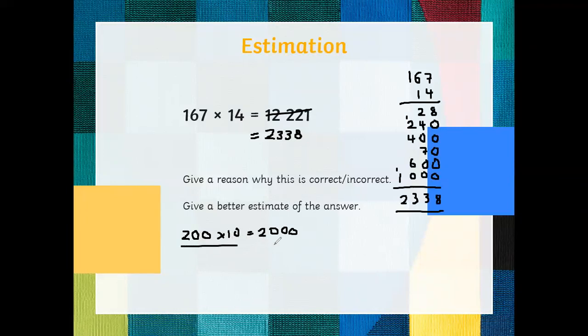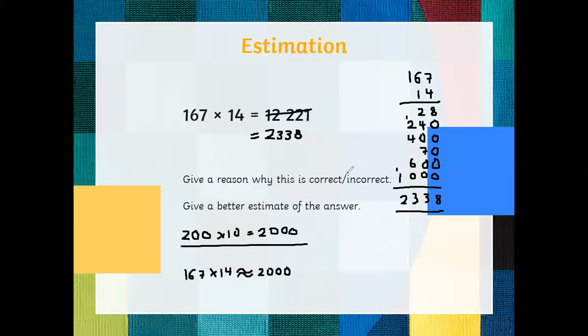Actually, this is the best way to do it. Keep it with just one significant figure. That's what the rule said earlier. So as a final answer, we would have 167 times 14 approximately equal to 2,000. So there's our answer there.